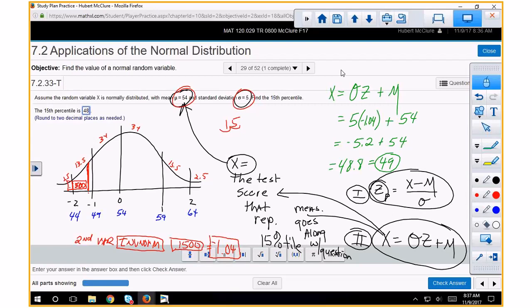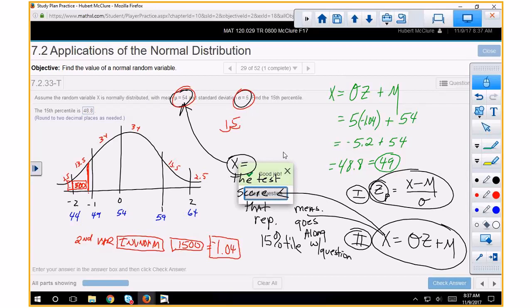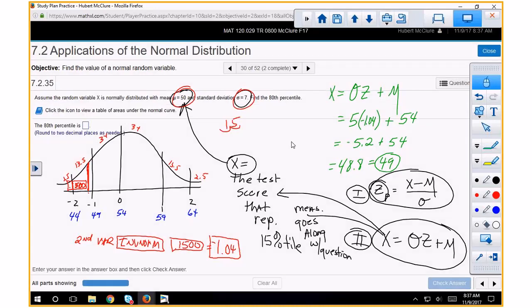48.8. Okay, they do want the test score, but they didn't specify, so I think that's a kind of a... usually they ask for the test score that represents the 80th percentile.